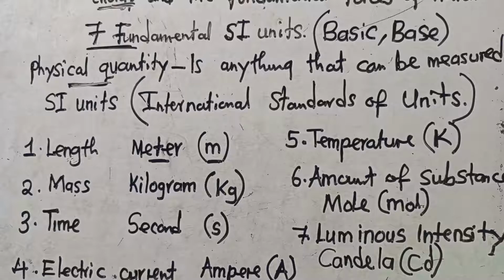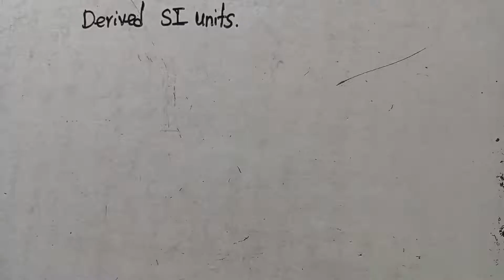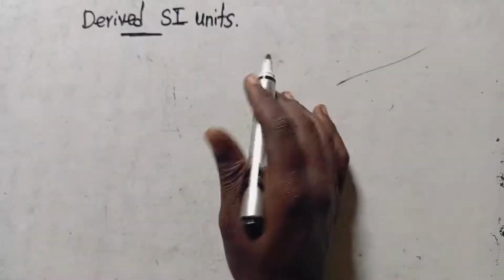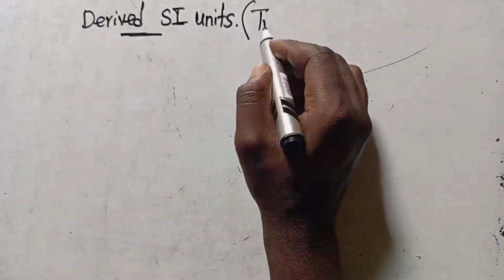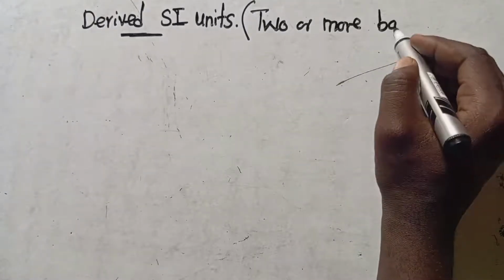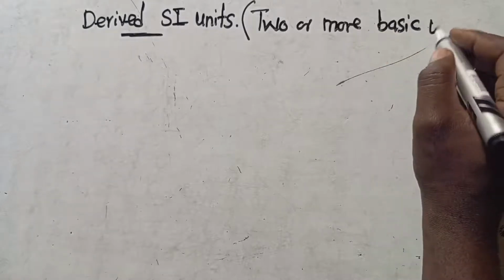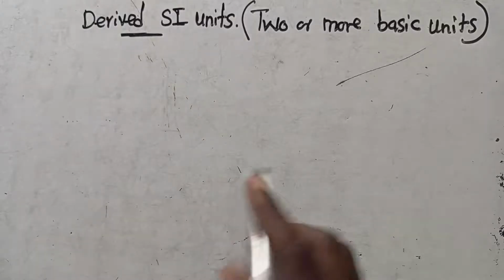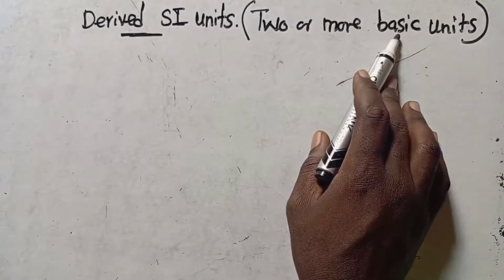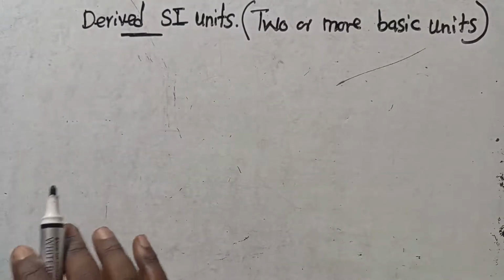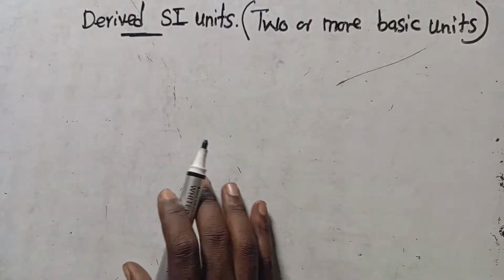So let us look at some of the derived quantities that you are supposed to know and understand. What you need to understand about these derived SI units is that these ones get to be formed if we combine two or more. So when you combine two or more basic units, you come up with a derived unit, or a derived quantity. Each time you combine two or more basic units, you come up with what we are calling derived units. These ones are countless.